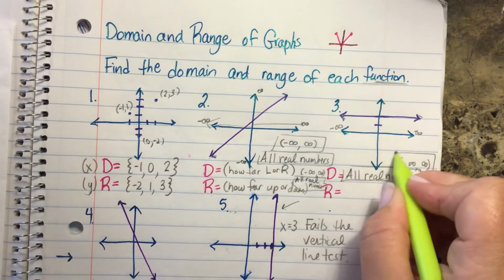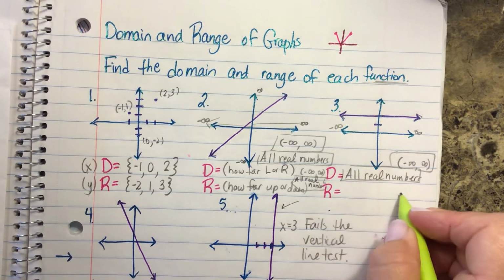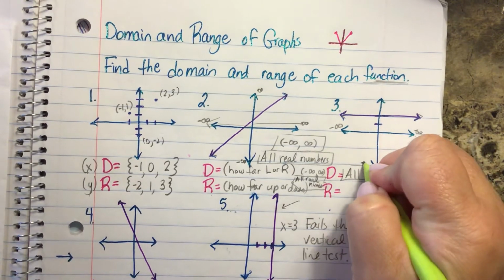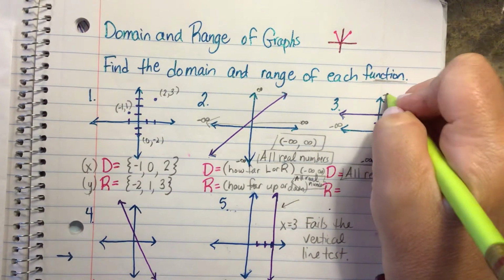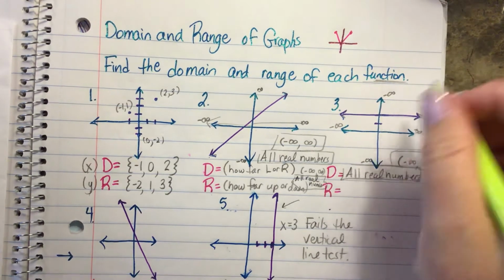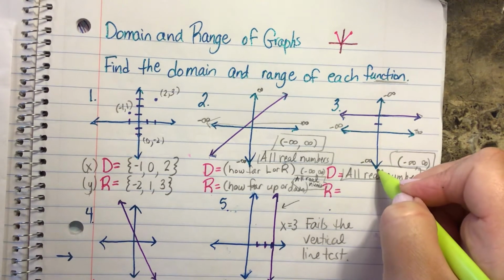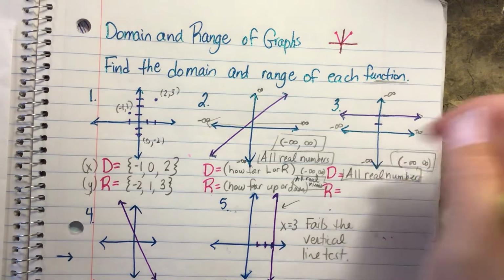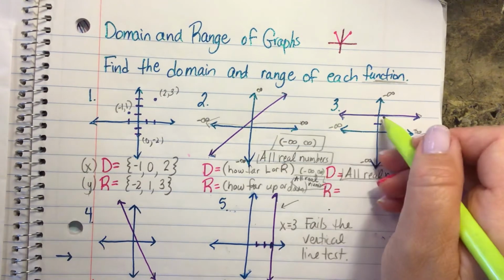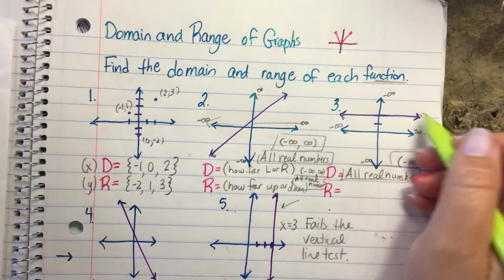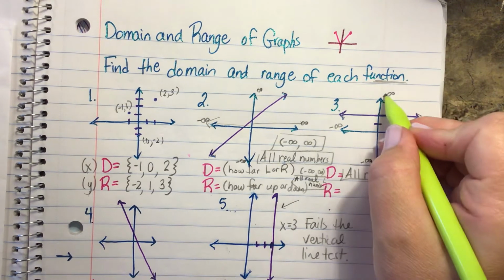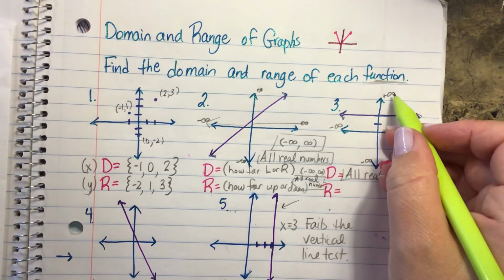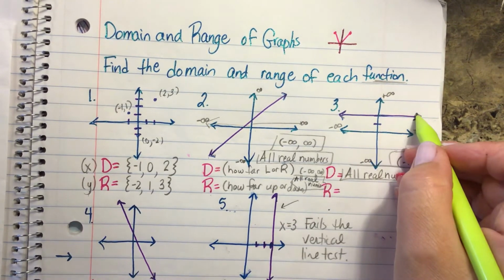Now students are quick to just slap all real numbers here, but let's talk about this. The range is how far up or down the graph goes. Well, is that graph going forever down towards negative infinity? No. It's only going to the left and to the right, but it's not even going up. It's just a horizontal line.